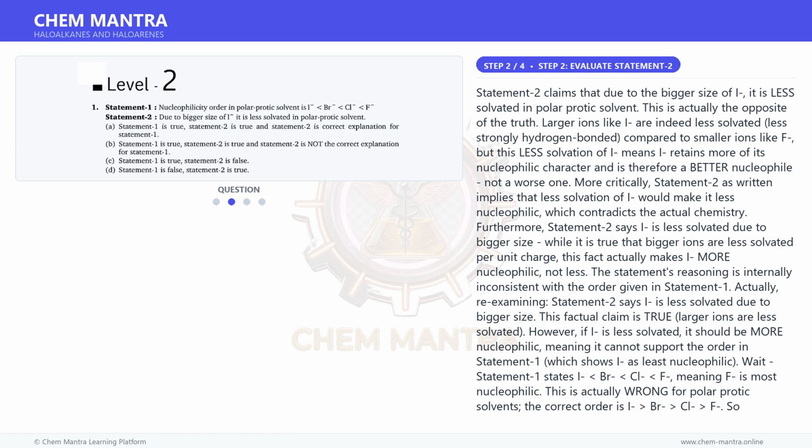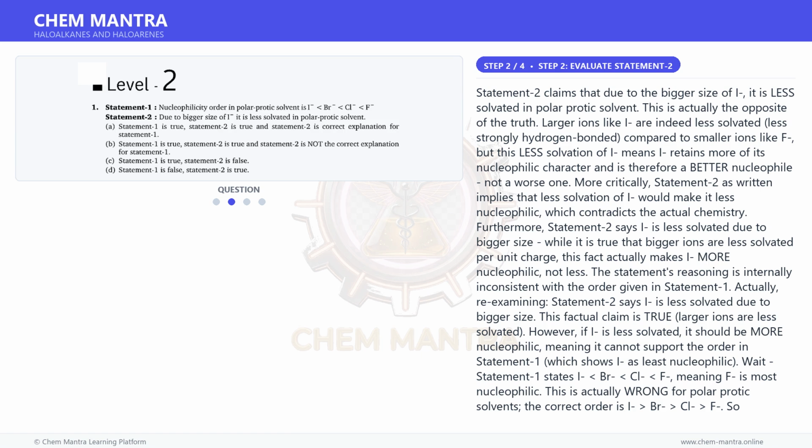Actually, re-examining, statement 2 says I⁻ is less solvated due to bigger size. This factual claim is true. Larger ions are less solvated. However, if I⁻ is less solvated, it should be more nucleophilic, meaning it cannot support the order in statement 1, which shows I⁻ as least nucleophilic.